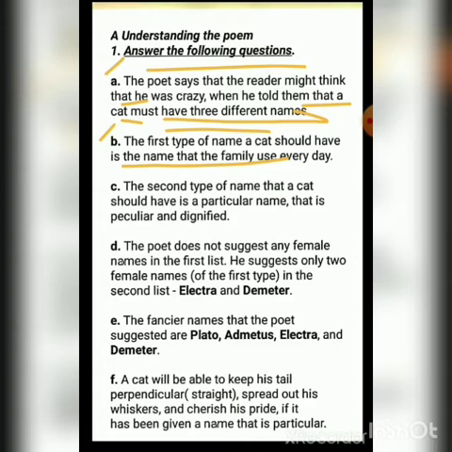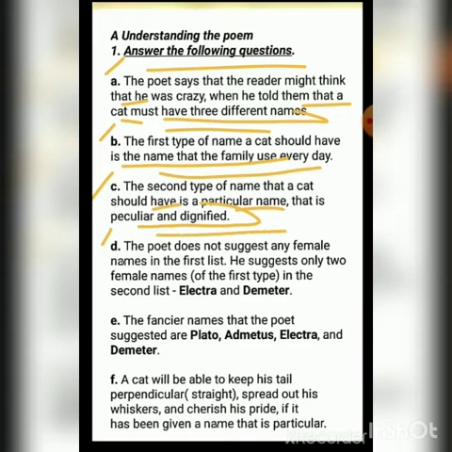Now, C part, what is the second type of name that a cat should have? The second type of name that a cat should have is particular name, that is peculiar and dignified. Particular name that is not common, and should be respectable. Okay, and a good name. How many female names of the first type does this poet suggest? Female names, how many did he suggest?